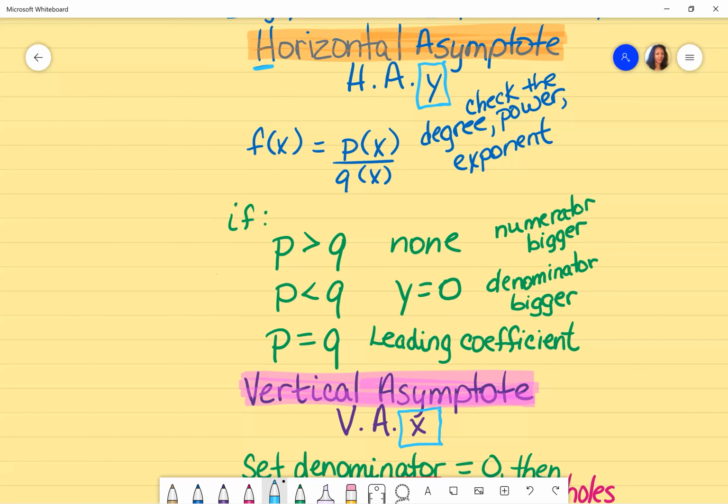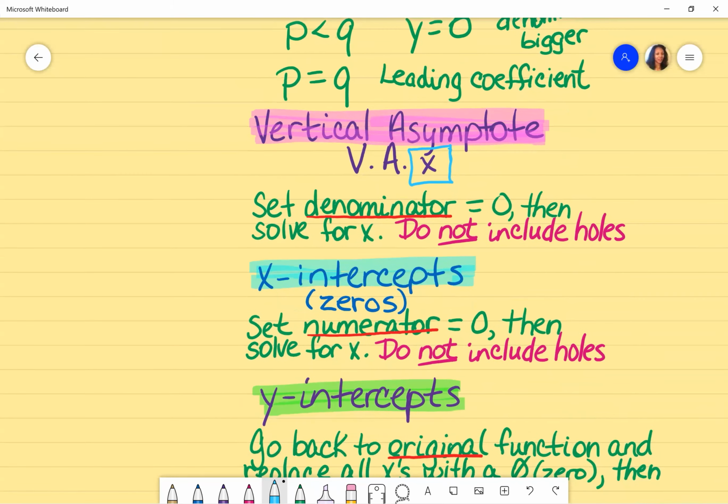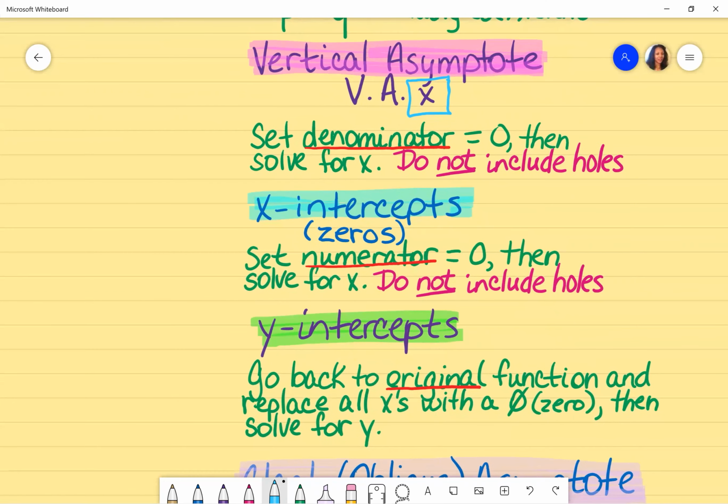So now what I want to do is go down to vertical asymptote, which I just mentioned is now going to be set up as x. But in this one, you want to set your denominator equal to 0 and then solve for x. And again, you don't want to include your holes. So it would make more sense to go ahead and make sure you solve for your holes before you start doing other things, because you're not going to include them when you're trying to find your vertical asymptote or your x-intercepts. And that's the next one.